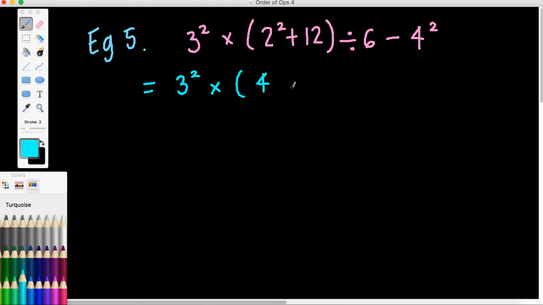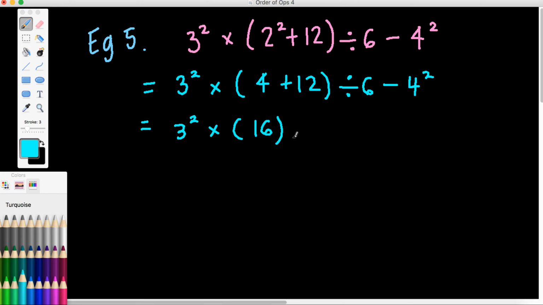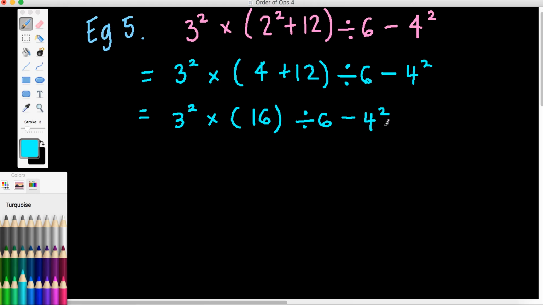2 squared is 4. And you'll see you can actually evaluate all of that bracket in one go, but I'm going to do it in a couple of steps just to see bit by bit what I'm doing. So 4 plus 12 divided by 6, take 4 squared. I've now done the bracket. And you'll see I did the index first and then I added 12. Now what I'm going to do is evaluate the indices.